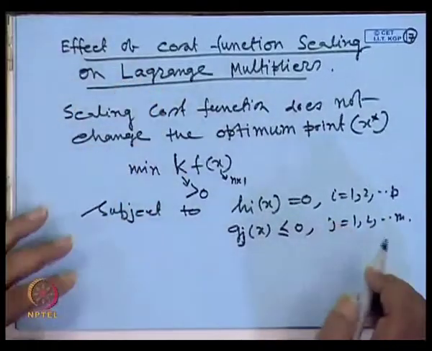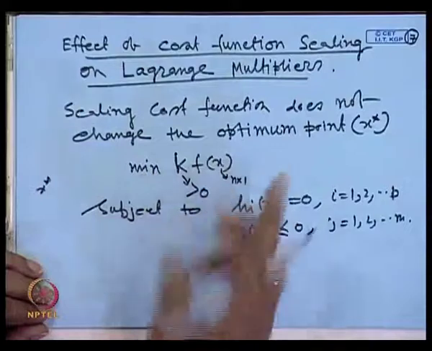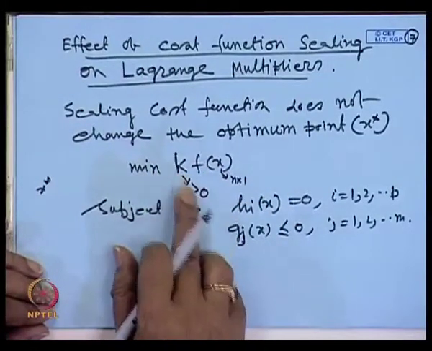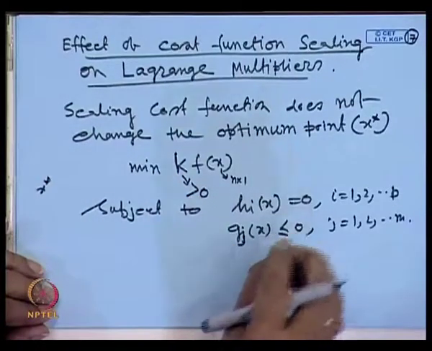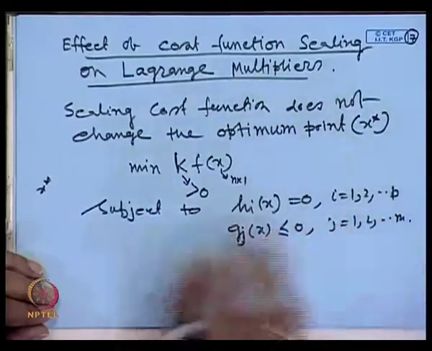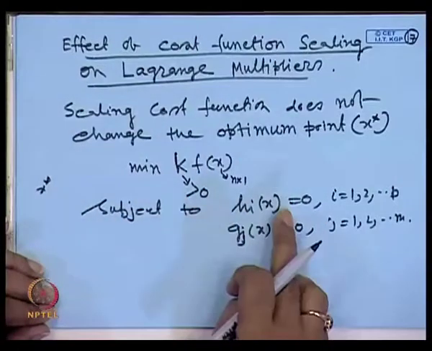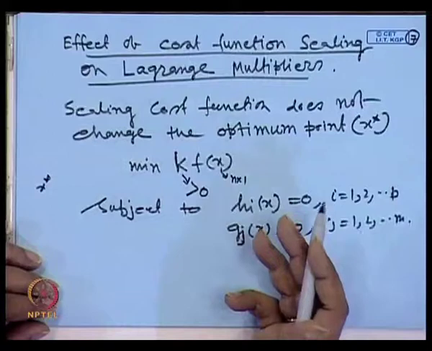Whatever the optimum point you got, let us call x star. Now, I have changed the objective function by multiplying it by a positive constant value. The question is, will the optimum point change? The answer is no. The second question is, what is the effect on the Lagrangian multipliers lambda i and mu j? And definitely the cost function value will change.